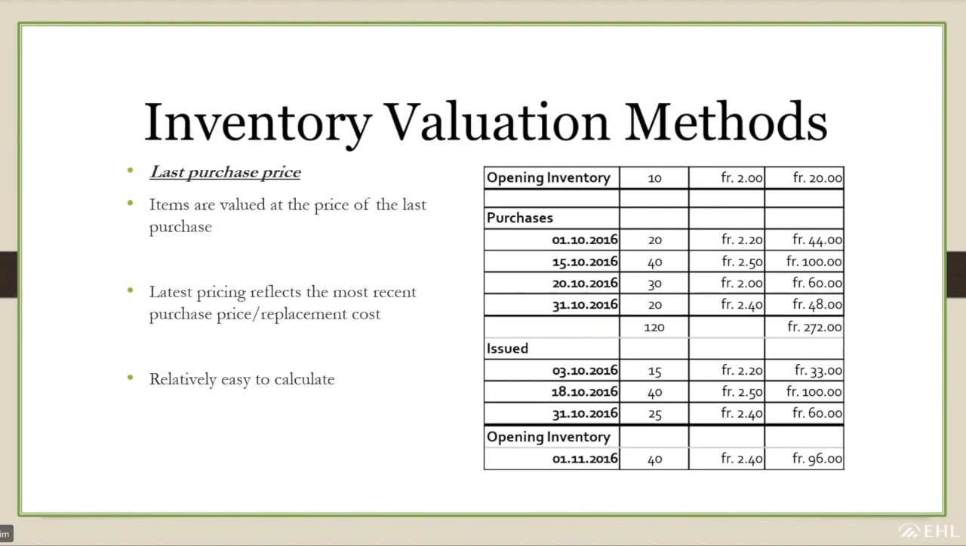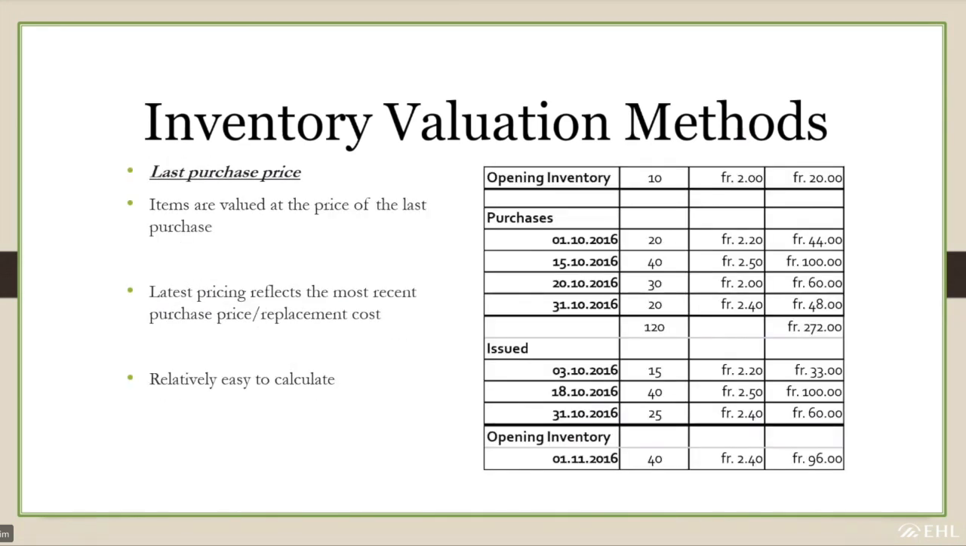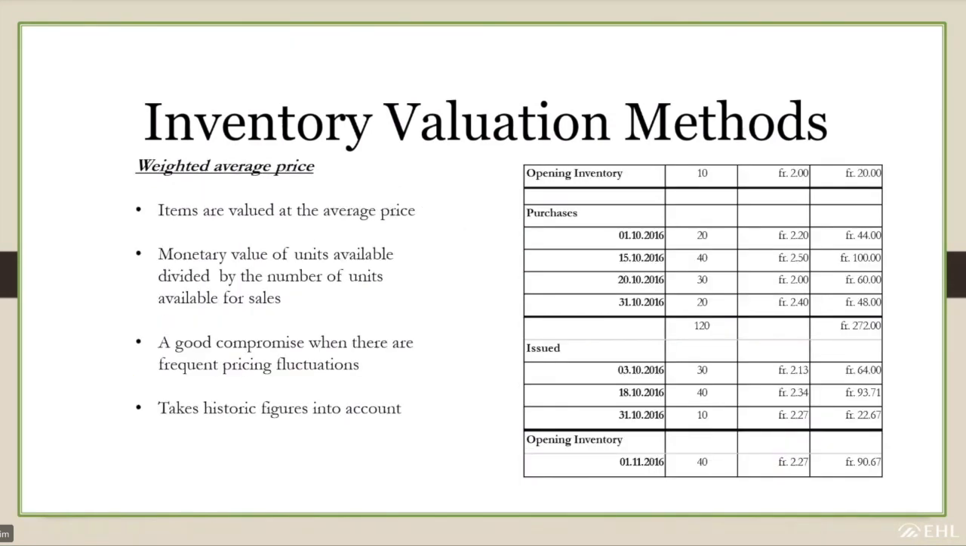That's basically inventory value. The valuation method is the last purchase price. Each item is valued as the item last purchased, and then what we did is vary this to calculate the weighted average price. You're calculating the weighted average price over all the stock, and this is basically how you value each and every item.